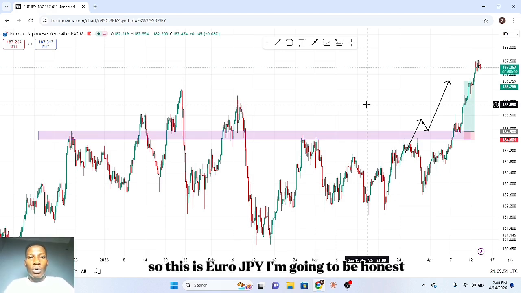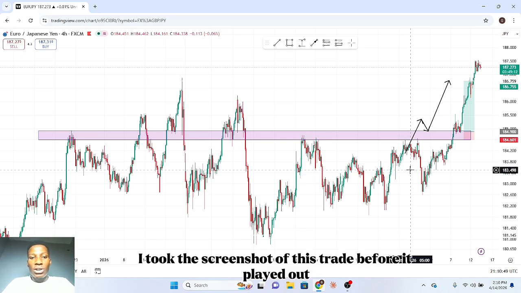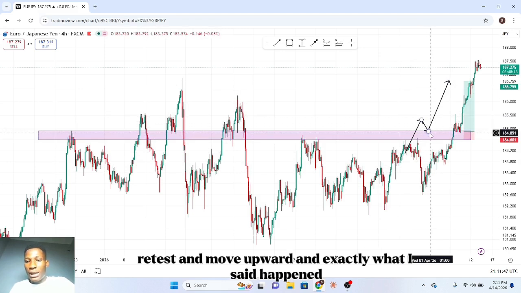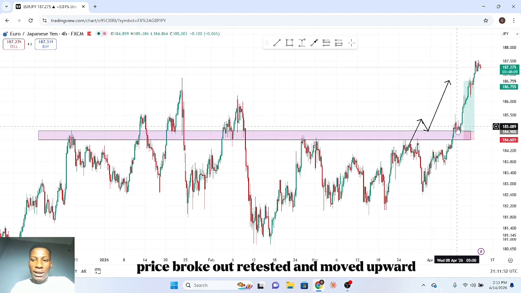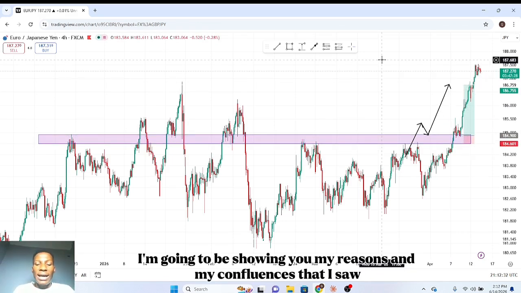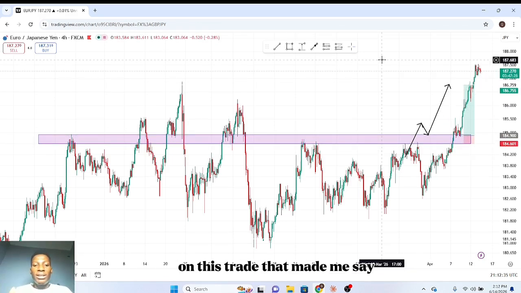So this is EURJPY. I'm going to be honest, I took the screenshot of this trade before it played out, but I think I deleted the screenshot. I analyzed that price was going to break out of the zone, retest and move upward, and exactly what I said happened. Price broke out, retested and moved upward. I'm going to be showing you my reasons and my confluences I saw on this trade that made me say this is a buy setup.